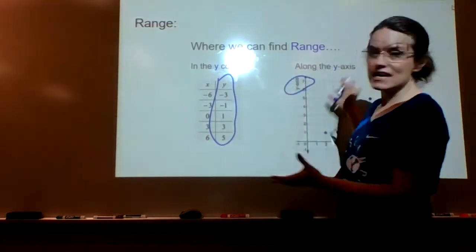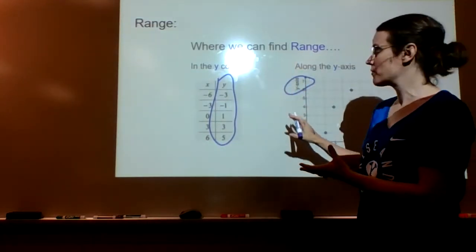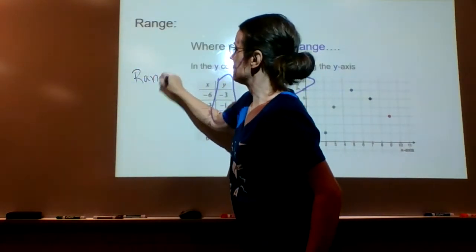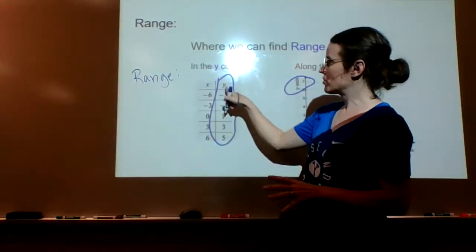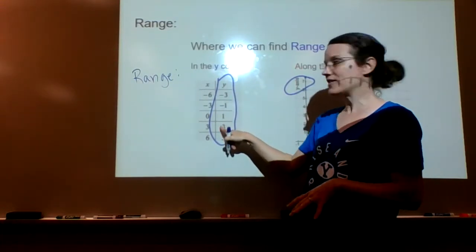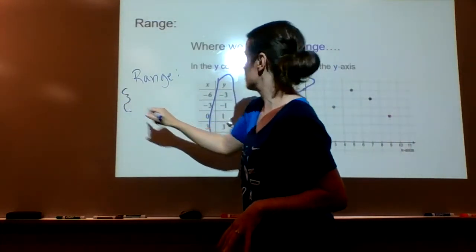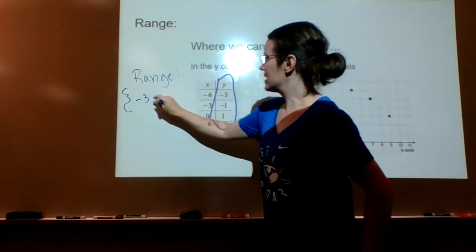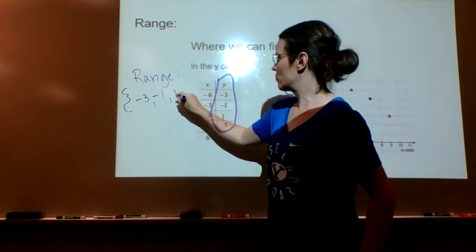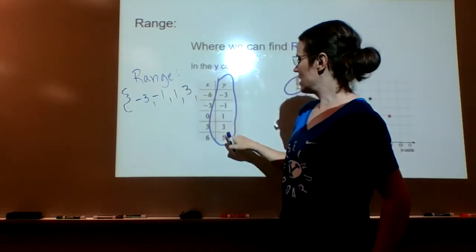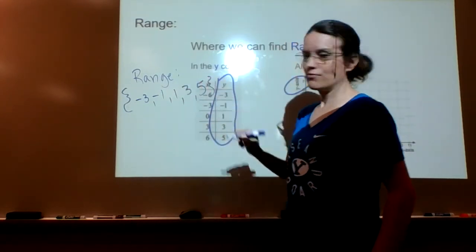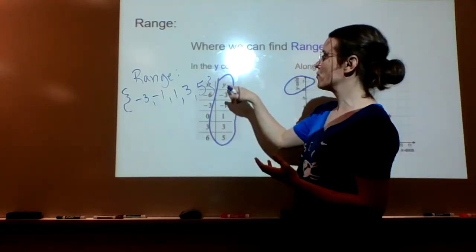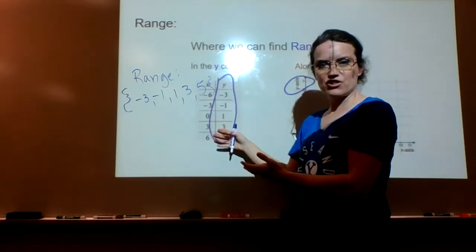Here, with the same table we had before, let's find its range now. For its range, we're going to look in the y column, all the outputs. So I make my curly bracket. I've got -3, -1, 1, 3, and 5. End it off with your other curly bracket. There is your range, all of the outputs, all of the y values for this function.